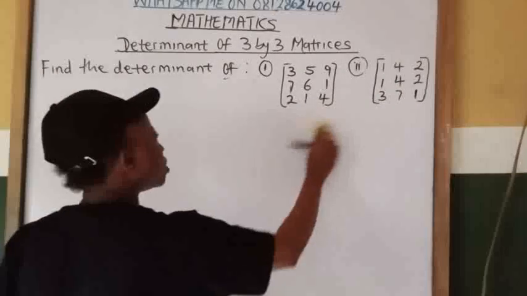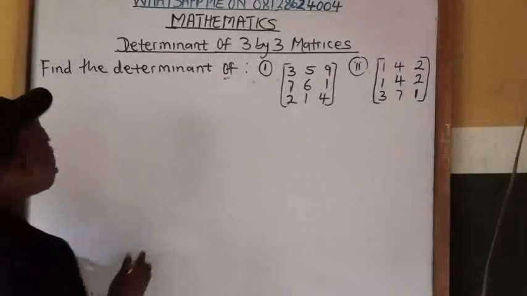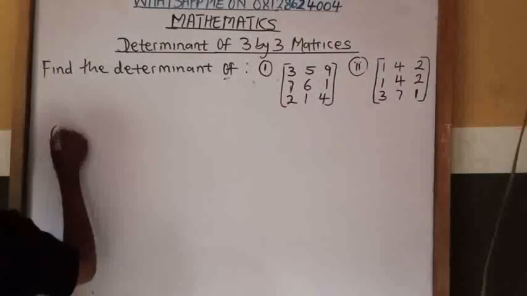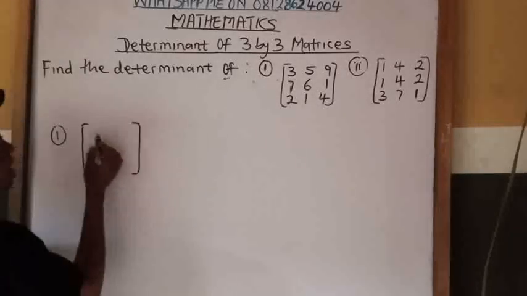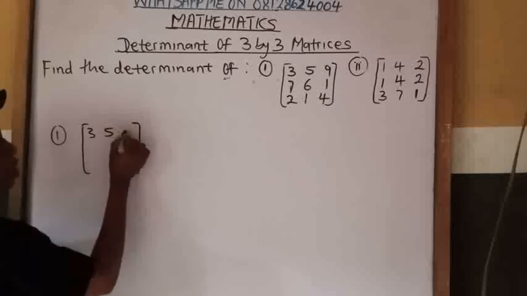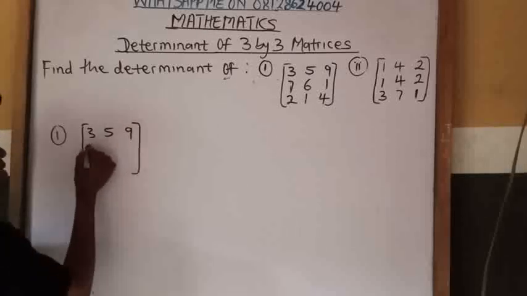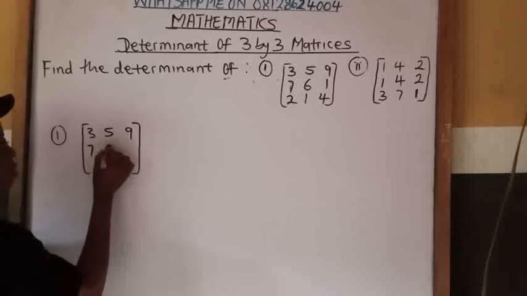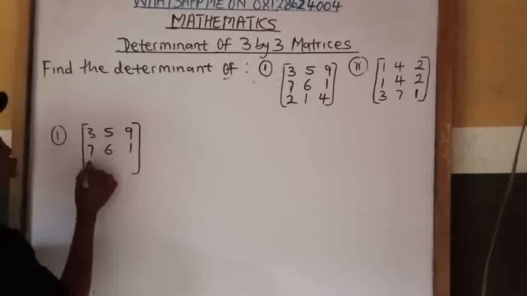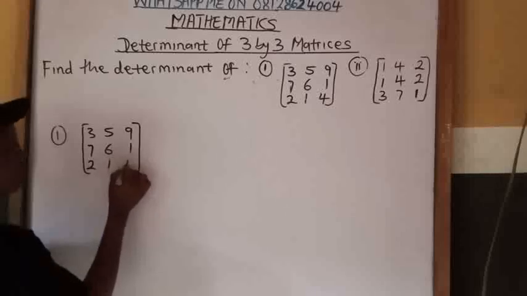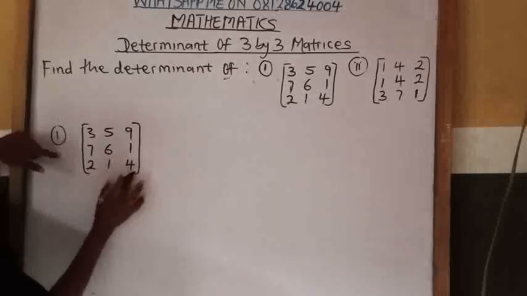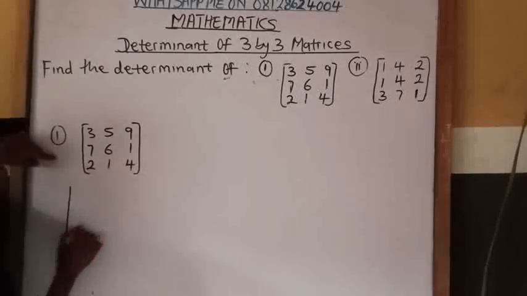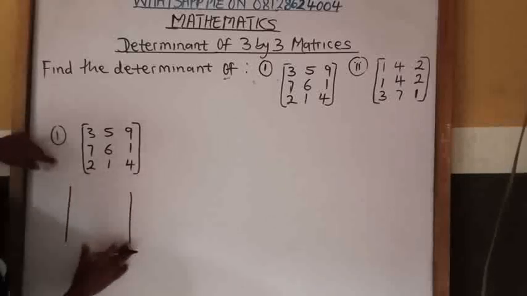Now how can we solve questions on 3 by 3 matrices? Let's take example 1. Example 1 consists of the following elements. We have 3, 5 and 9. The second row we have 7, 6, 1. The third row we have 2, 1, 4. To find the determinant of this matrix, we change this bracket to the sign of determinant.